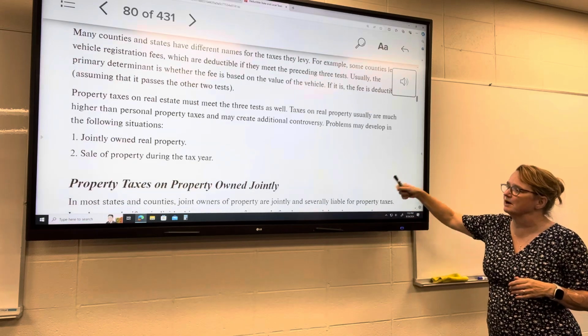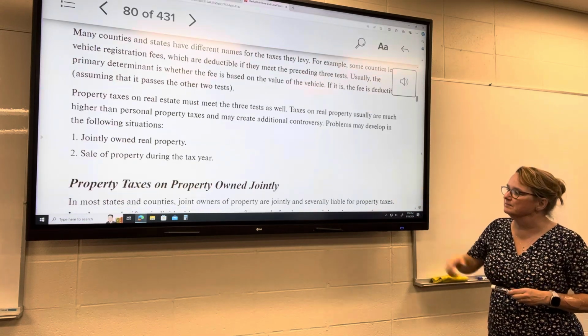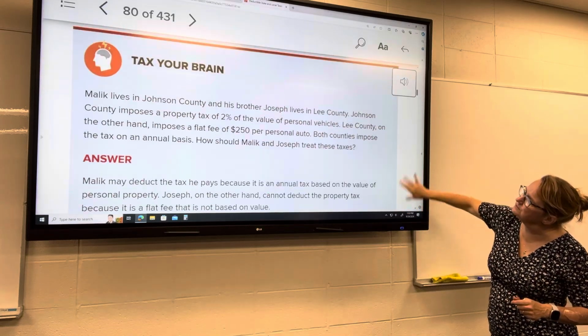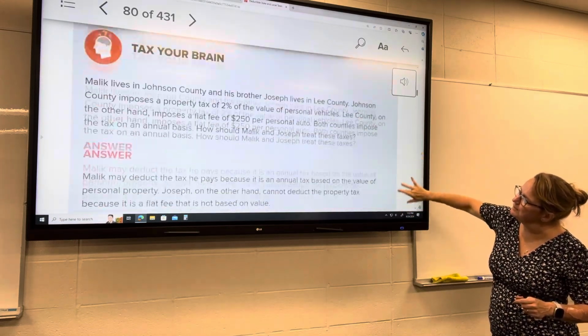So there can be some complications, as they mentioned, on jointly owned. Oh, they're talking about real property here. Sorry. How did they get to real property? Personal property taxes.